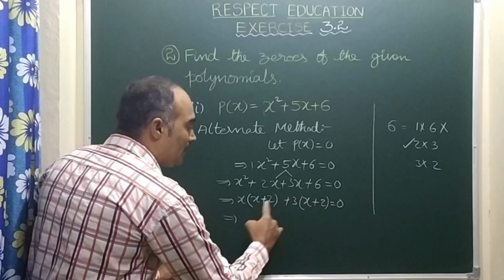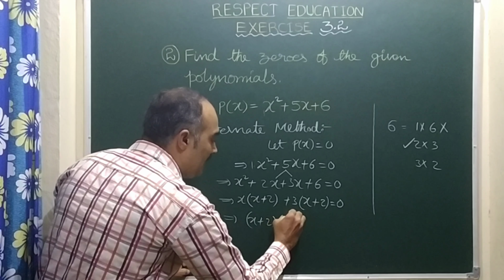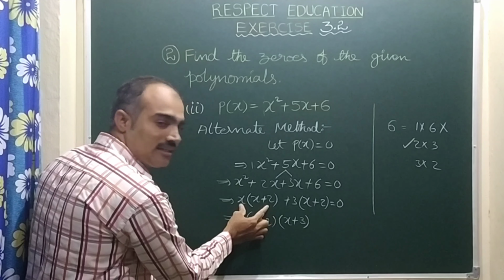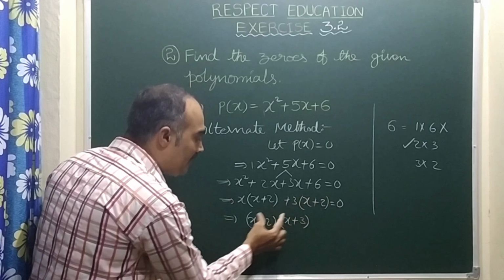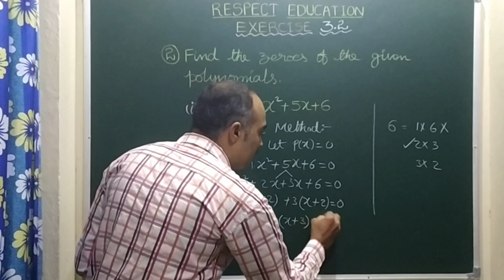So in these two terms, x plus 2 is common. I am taking x plus 2 common. Here x is left, here 3 is left. Clear? In this x into x plus 2 plus 3 into x plus 2, I am taking x plus 2 common. Here x is left and 3 is left, so it is equal to 0.